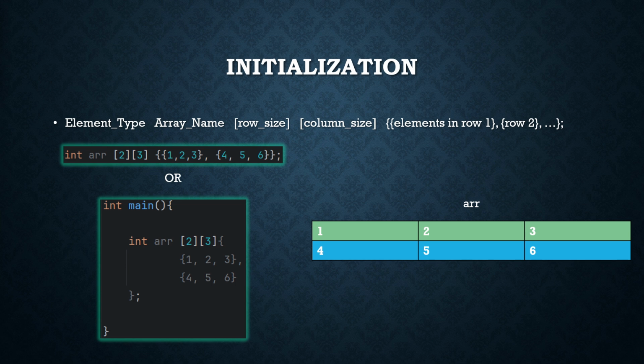In our example, we have a two-dimensional array of integers named ARR. This array has 2 rows and 3 columns. The first row contains the integers 1, 2, and 3 for each respective column, while the second row contains the integers 4, 5, and 6.